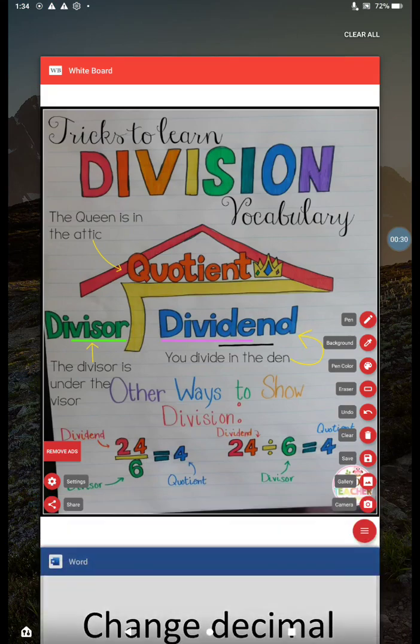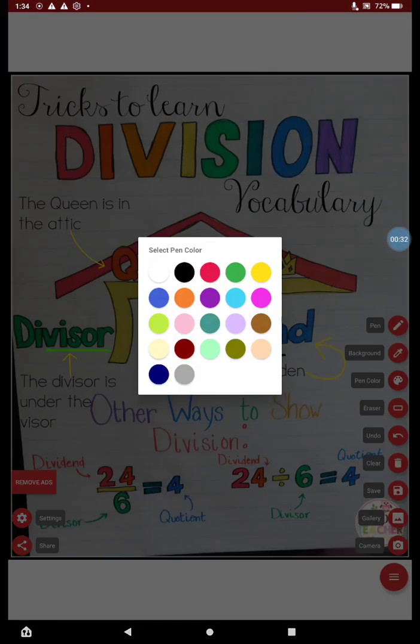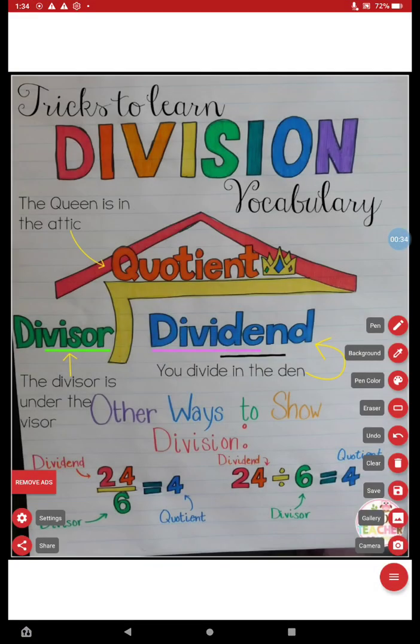Before we jump into today's lesson, let's review a little bit about what we learned about our division vocabulary. Here's my division bar. The dividend is in the den. It's inside. The divisor is under the visor, outside the box. And the quotient is the queen in the attic, above the box.